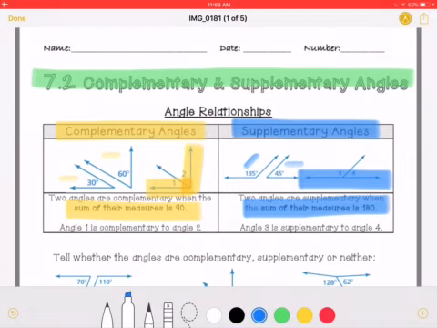Real quick, a tip or a hint in a way to remember these. When I look at complementary, I see complement. That's the right thing to do, is complement somebody. So when I think complementary, I think right angle. Supplementary, I think straight angle. Supplementary, straight.